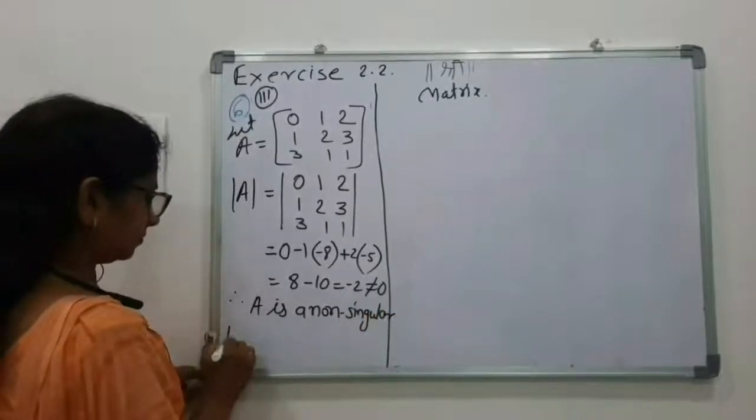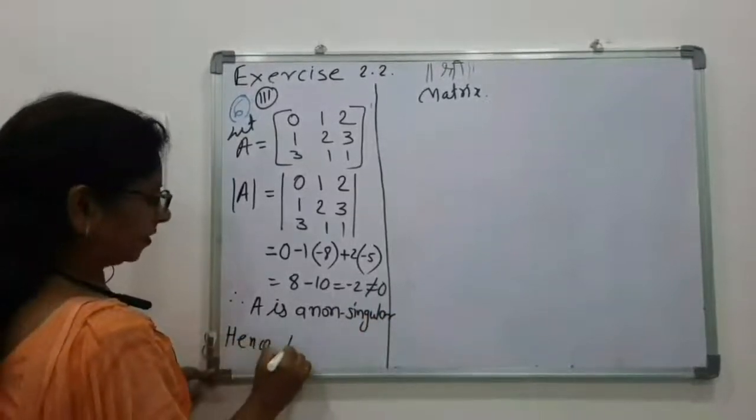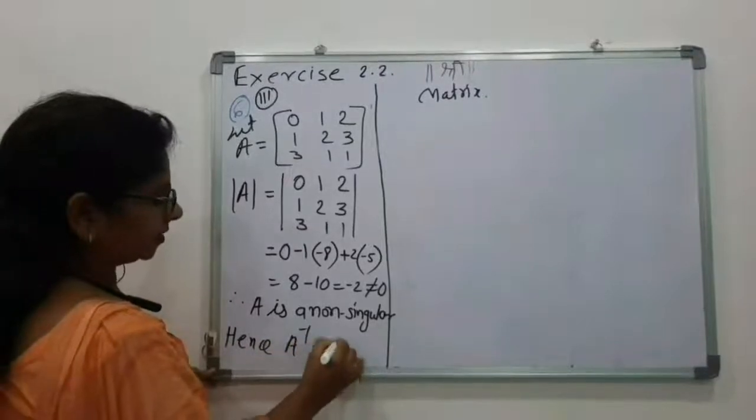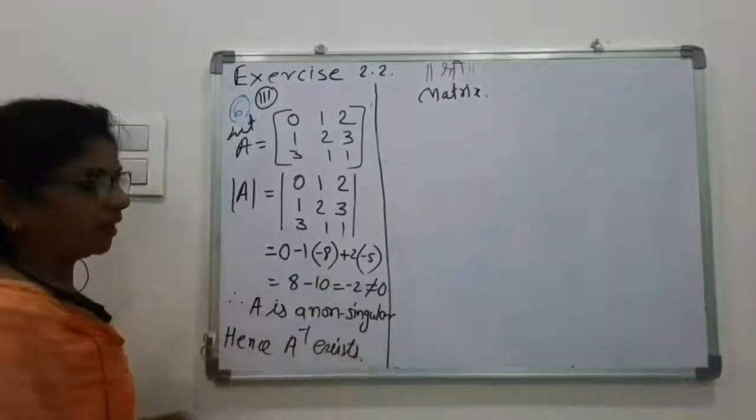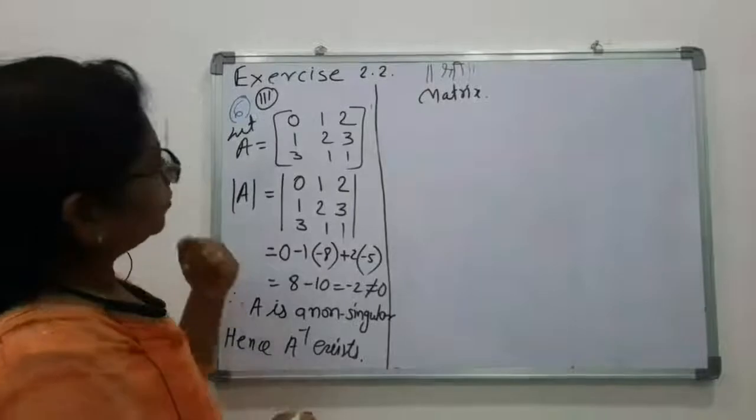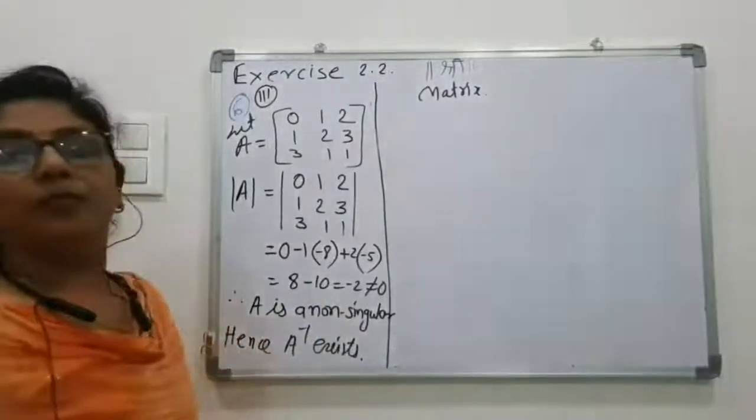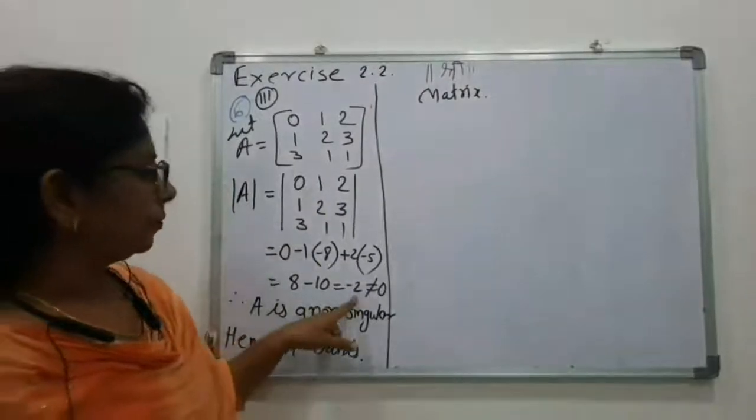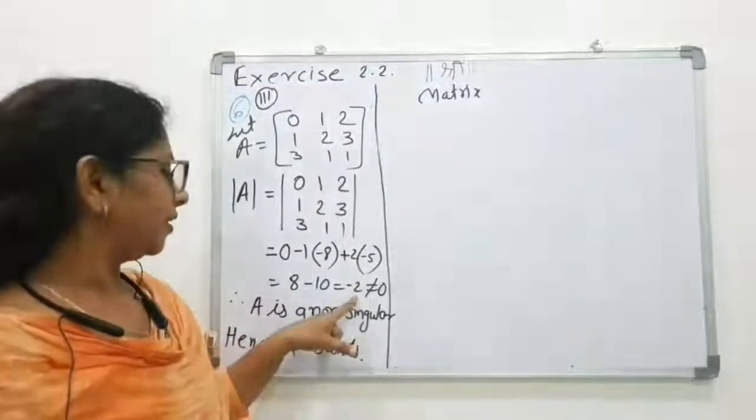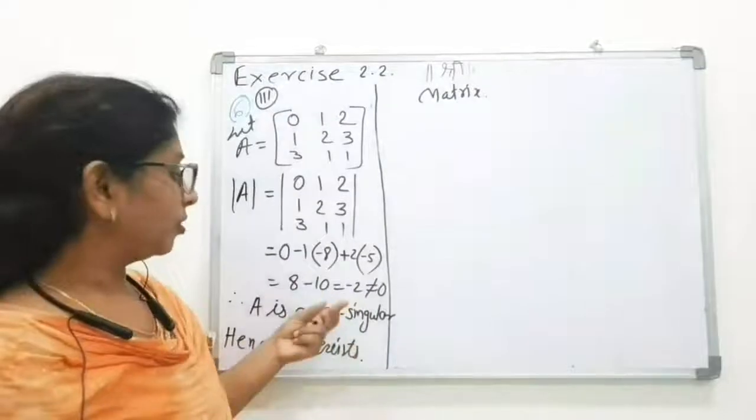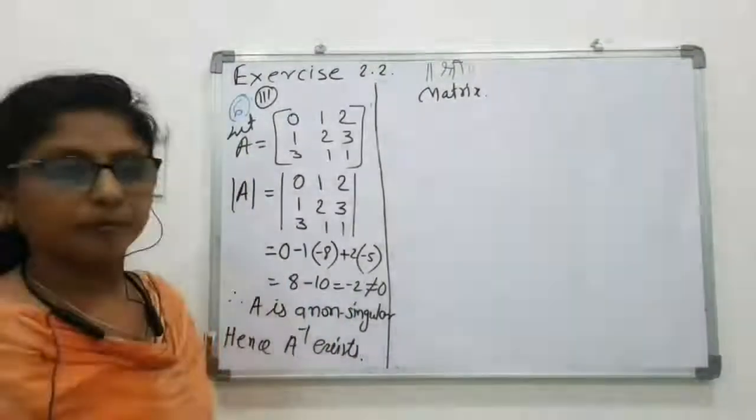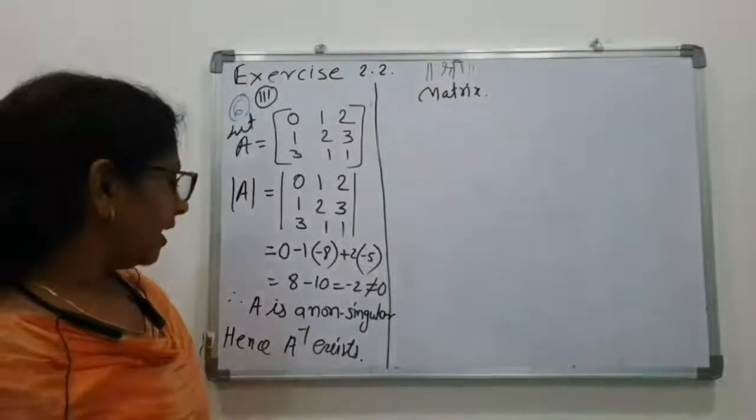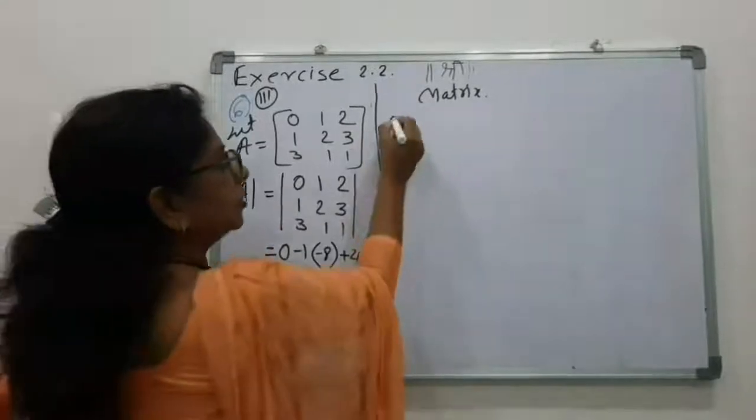Hence, A inverse exists. If A inverse exists, then we have to proceed further. Otherwise, if the determinant comes 0, we need not find the inverse, because the inverse will not exist for that matrix. But here, as the inverse exists, we will go for the further procedure.